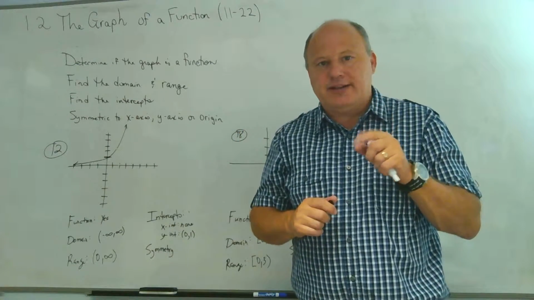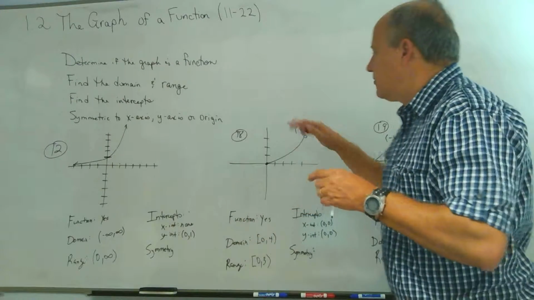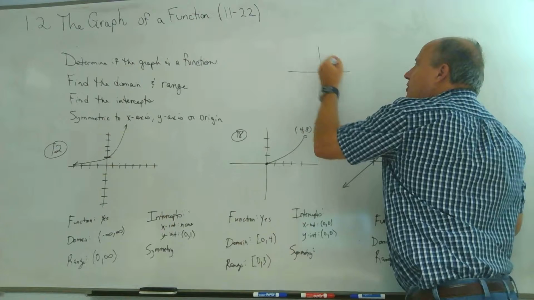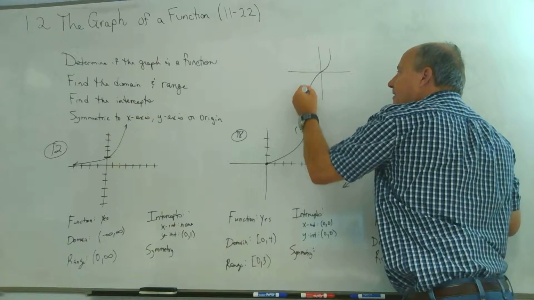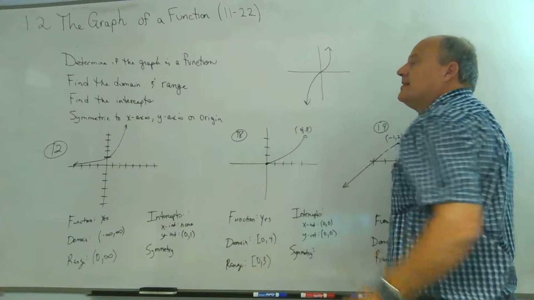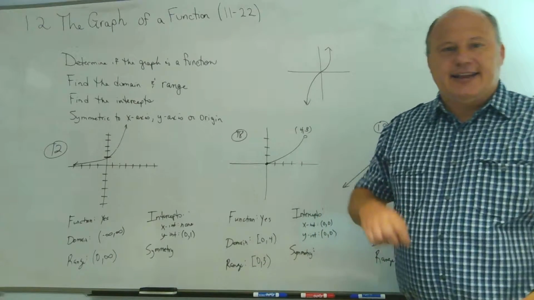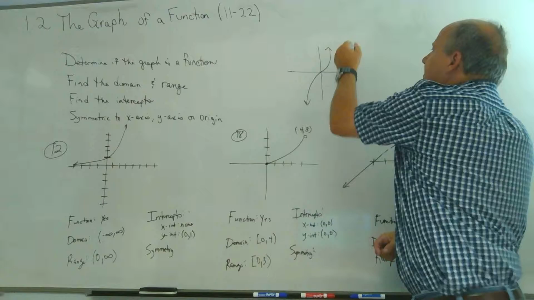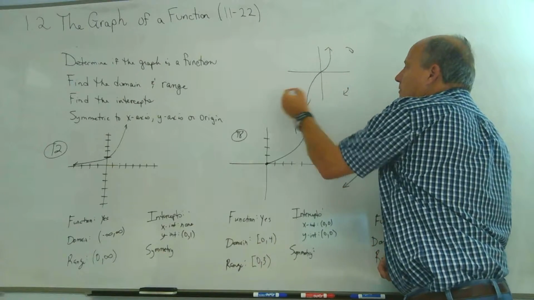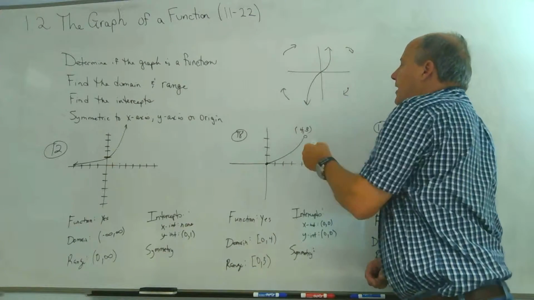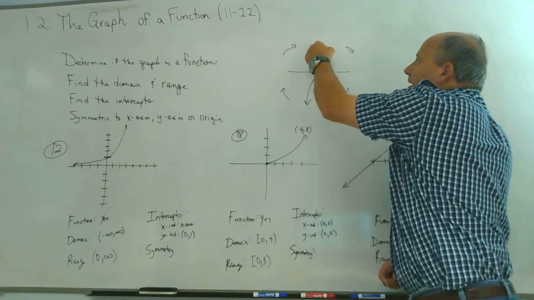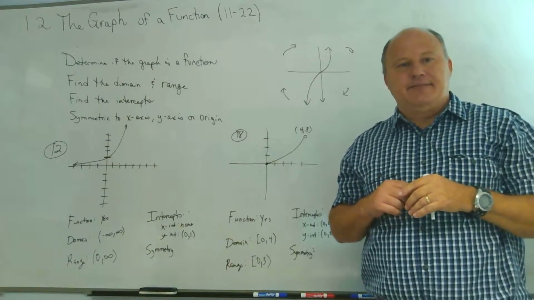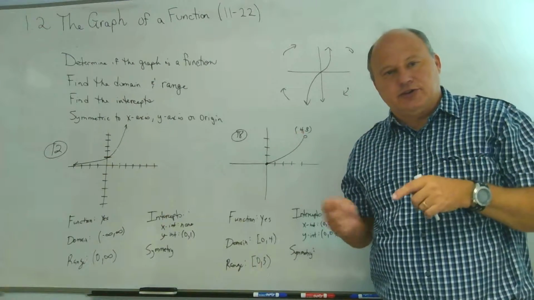So let me give you one that's symmetric to the origin. That's not one of these problems. None of these are symmetric to the origin. This one would be symmetric to the origin right here. Because if you take that picture and you turn it 180 degrees, just rotate this thing around, and then have this part up here and have this part down here, the picture looks exactly the same. And that's symmetric to the origin.